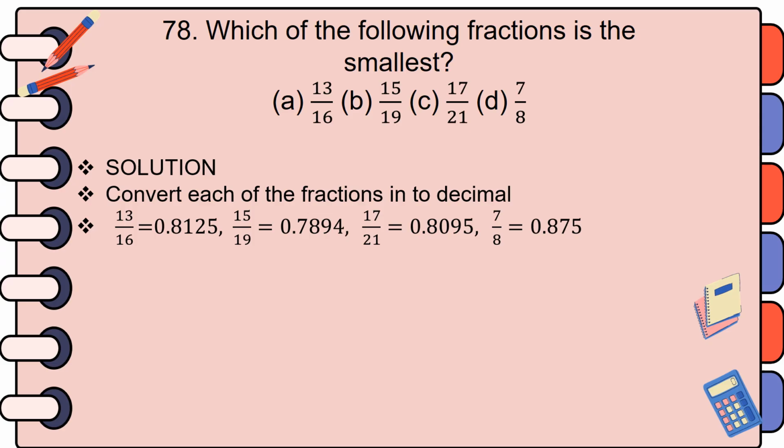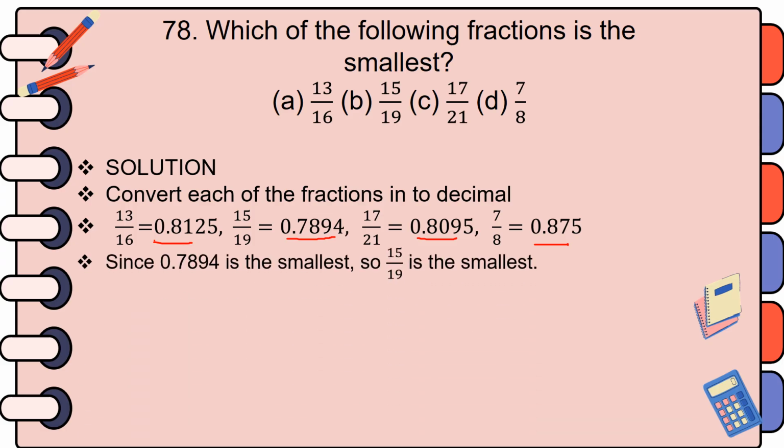13 over 16 is equal to 0.8125. Then 15 over 19 is 0.7894. 17 over 21 is 0.8095. 7 over 8 is 0.875. So these are the decimal values of the associated fractions.